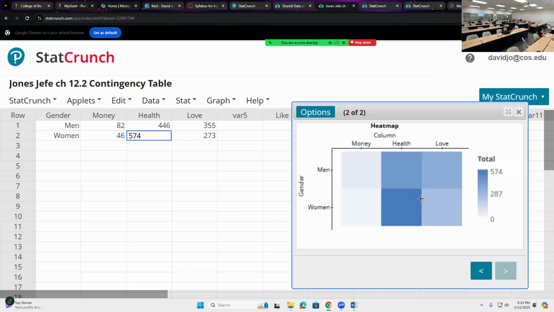What is this over here? The heat map, I don't even get the heat map. Don't look at the heat map.